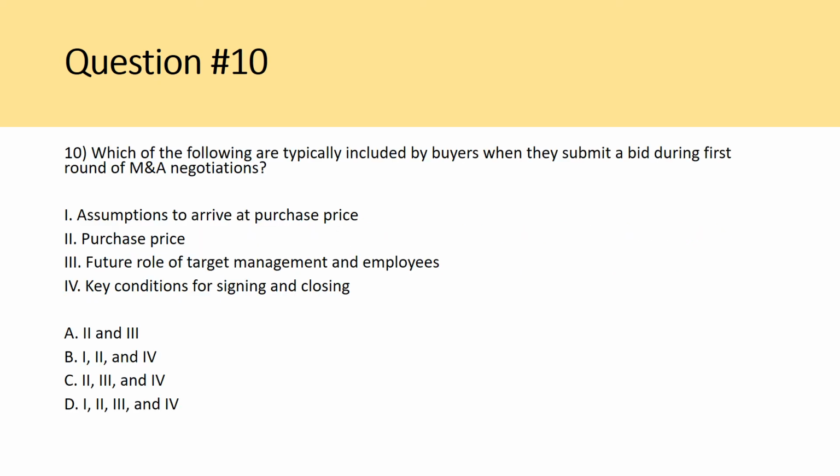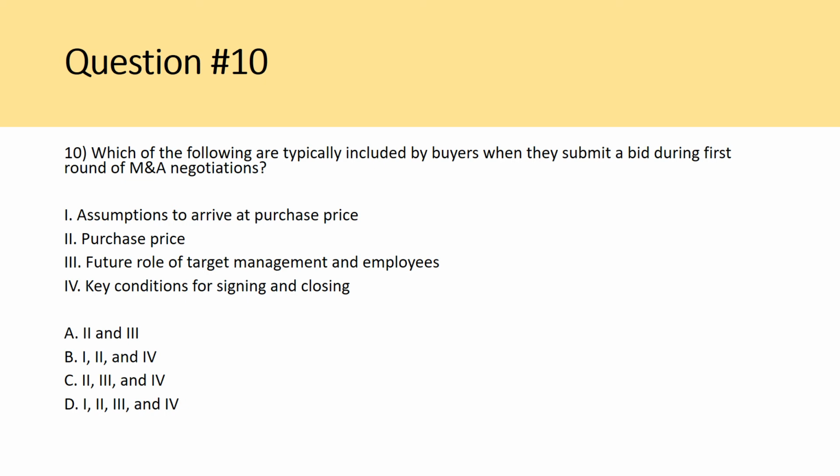Question 10. Which of the following are typically included by buyers when they submit a bid during the first round of M&A negotiations? 1. Assumptions to arrive at the purchase price. 2. The purchase price. 3. A future role of target management and employees. Or 4. Key conditions for signing and closing.